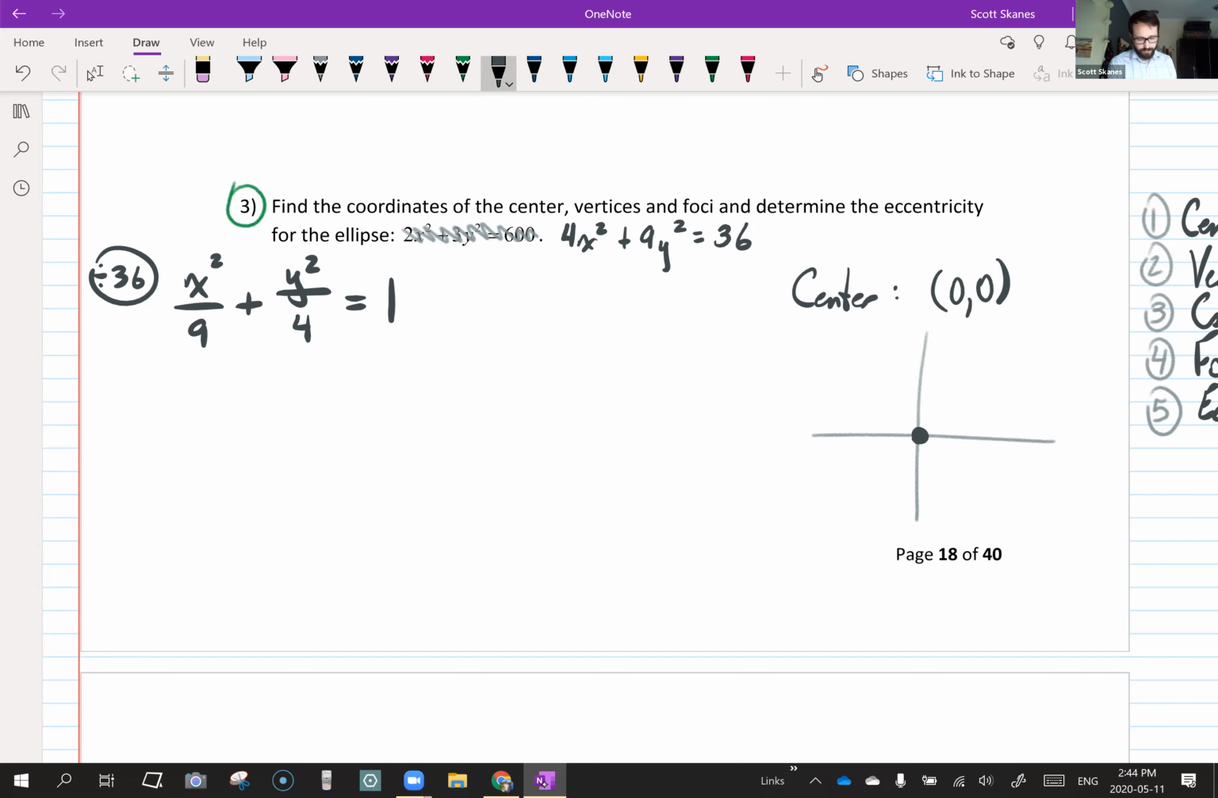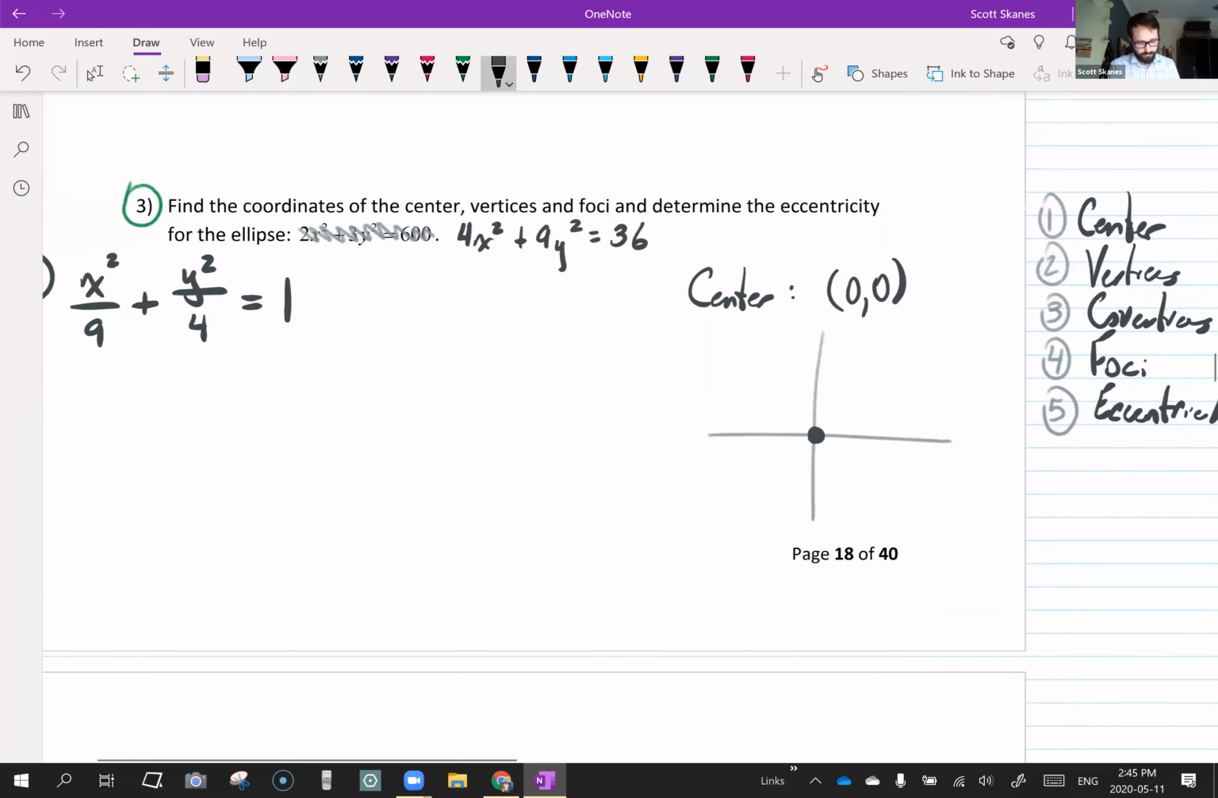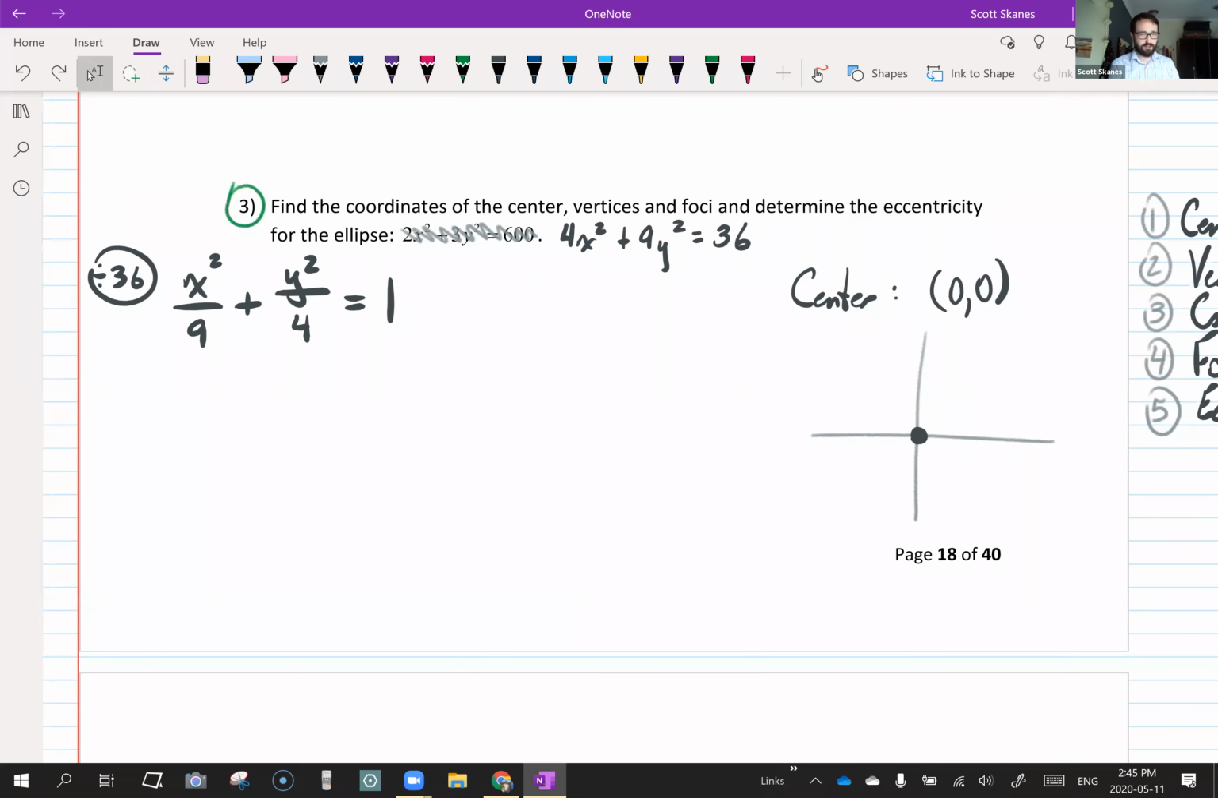What else do I need? Let me look at my little cheat sheet over here. I need vertices. I need my vertices. How do I get my vertices? I'll tell you. To get the vertices, you need to find A. So first of all, we need to get A. Really, we've been given A squared.